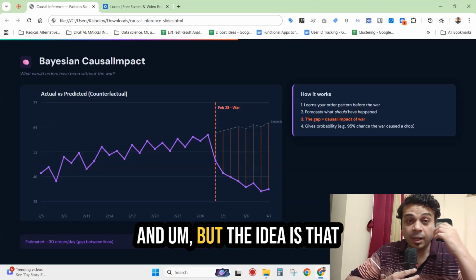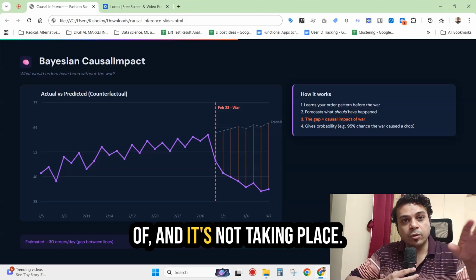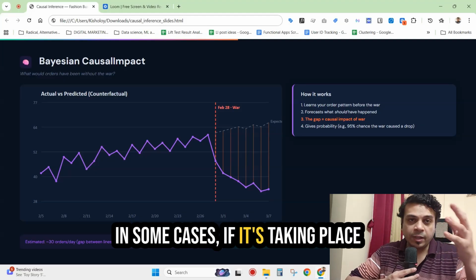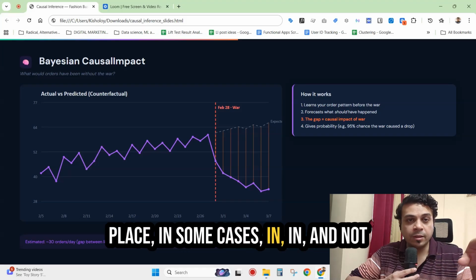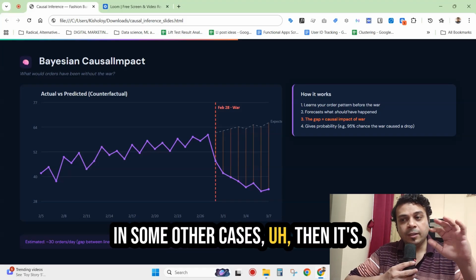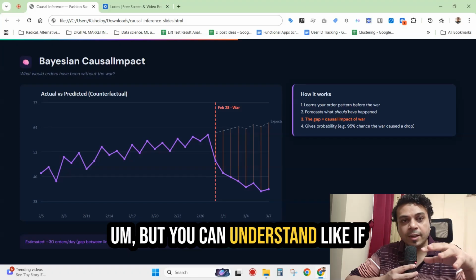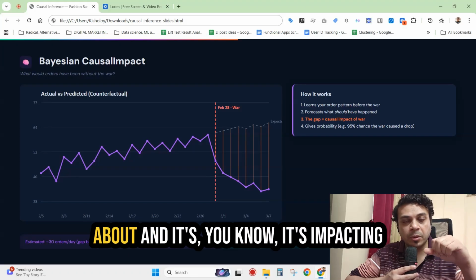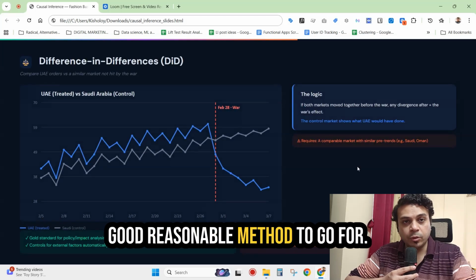But the idea is that if the war is taking place everywhere, then it's another matter. But if it's taking place in some cases and not in some other cases, then it's tricky to use this one. But you can understand, if it's UAE you're mostly concerned about, and it's impacting most of UAE, then it's probably a reasonable method to go for.